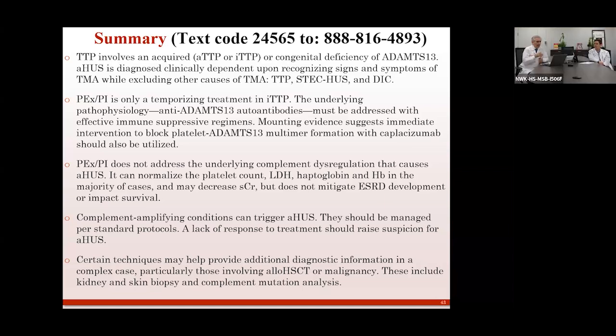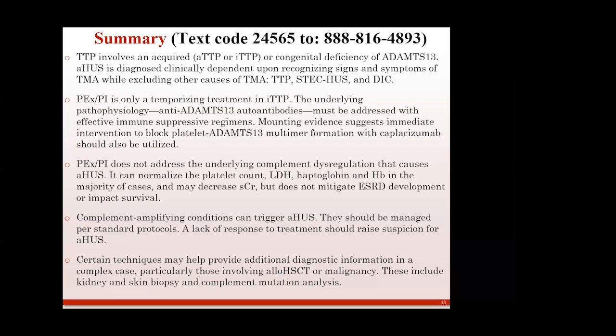Thank you. I see that we have Dr. Kra. Dr. Kra is one of our hematologists, oncologists. Dr. Kra. Yes, hi. Thank you so much for this wonderful talk.